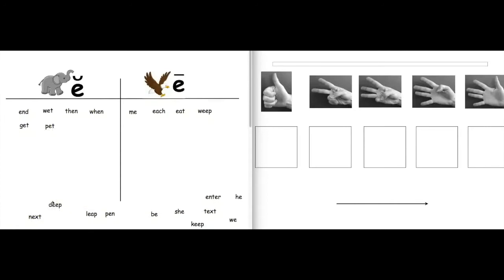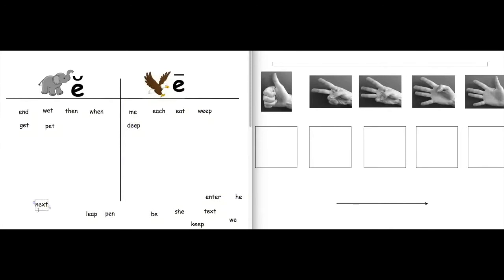Deep. The water is deep in the ocean. That means it goes very far down. Deep. D, E, P. Deep. How many sounds? You're right, 3. D, E, P. Long E right in the middle. There we go. Then we have this word.